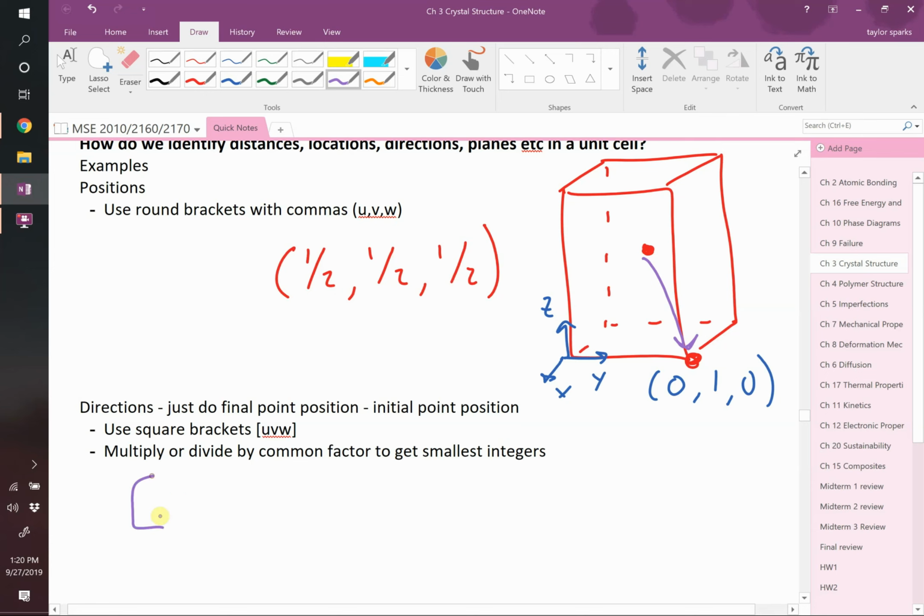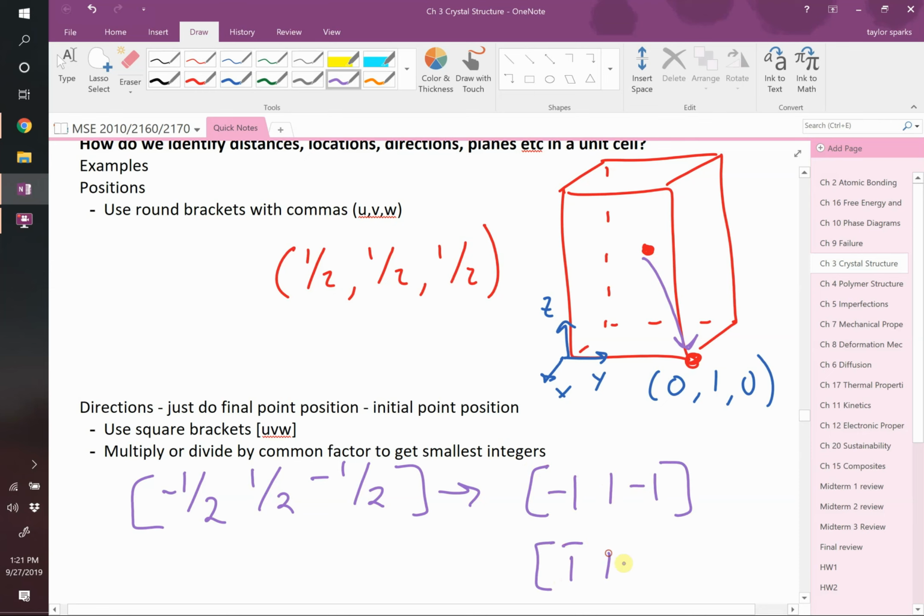So let's do it. This direction would be 0 minus 1/2, so let's do minus 1/2. No comma. We're going to go to our next one, which is 1 minus 1/2, which is 1/2. Then we do 0 minus 1/2, which is minus 1/2. The next step is multiply or divide by some common factor until these are integers. So what are we going to do? Multiply it by 2. This becomes -1, 1, -1. Then one last thing is that it's common to write the negative on top like a little party hat. I didn't make any of these rules. That's just what they do. Okay? So the bar up top, if I say 1 bar, I'm saying -1. I don't know why they did this. This is what they do.